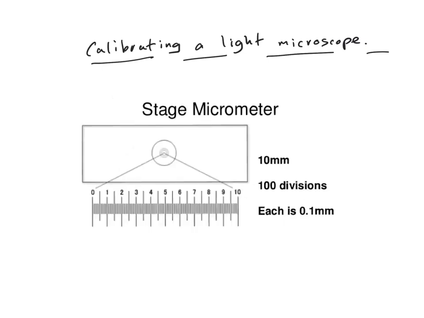Then you have the stage micrometer. A stage micrometer is basically a microscope slide with really accurate scaling, and it's in micrometers. You have 100 divisions. In this case it is 10 millimeters, 100 divisions, and each division is then 0.1 millimeters. So you use the eyepiece graticule and the stage micrometer together to calibrate your light microscope, to allow you to work out the size of the image you are seeing.